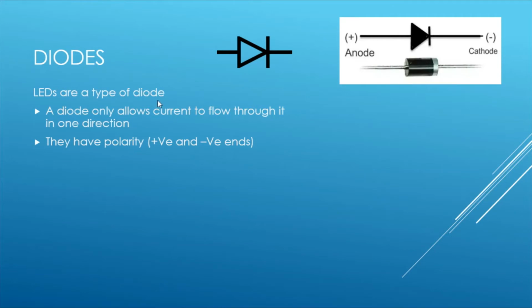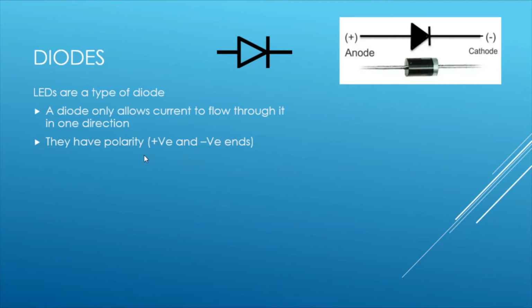Okay, so here we have diodes. Now, LEDs that we've already looked at, light emitting diodes, are a type of diode. Okay, and it's a very similar circuit symbol. We just don't have the light emitting from them. And they only allow current to flow through one direction. Again, they have that polarity, so positive side and negative side, here anode, cathode.